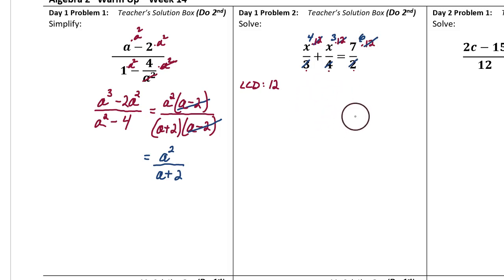So underneath here, let's write down what we have. We have 4x plus 3x equals 42. Now solve this equation. 7x equals 42, therefore x equals 6.